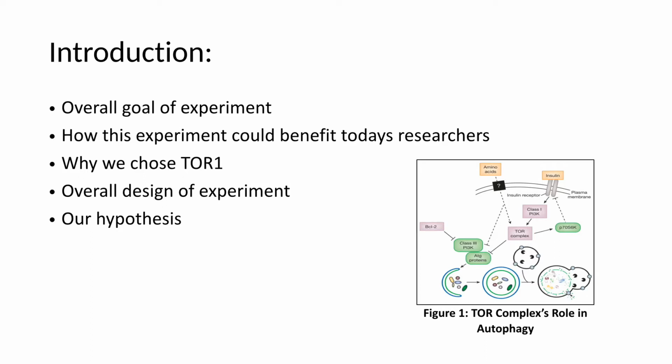Today's research is trying to find treatments and therapies for diseases like Crohn's disease and Parkinson's disease that are brought on by the malfunctioning of autophagy in a person's cells. Our potential assay system with TOR1 would allow researchers to use the gene as a drug screen to test compounds that affect autophagy.